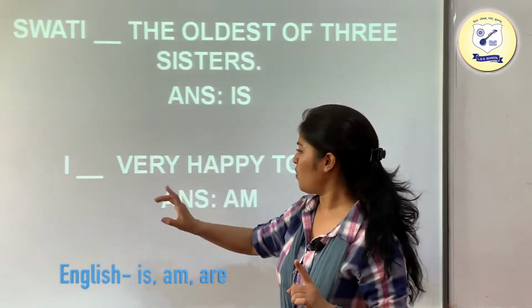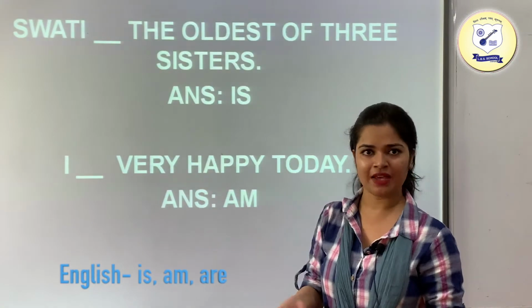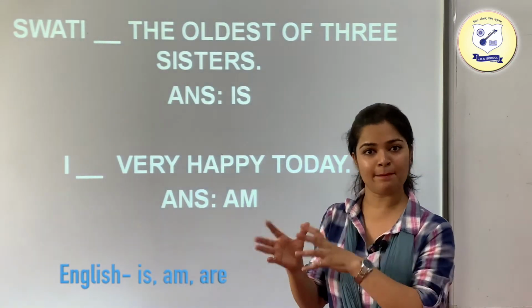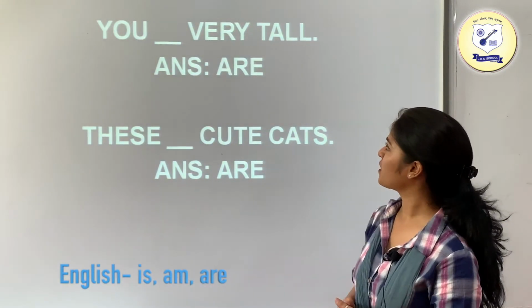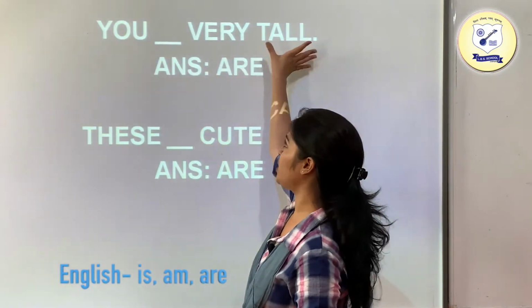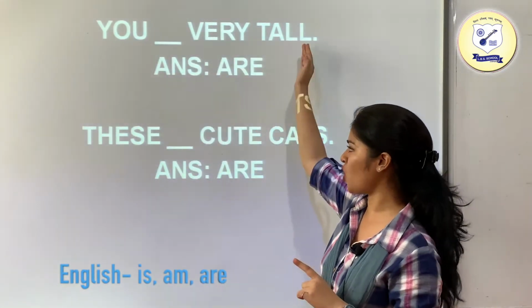Okay. Now the next sentence is "I dash very happy today." If you are having I, which is your pronoun, what we are going to use is "am". So I am very happy today. Now "you dash very tall." You is again your pronoun, so we are going to use "are" with it. So you are very tall.